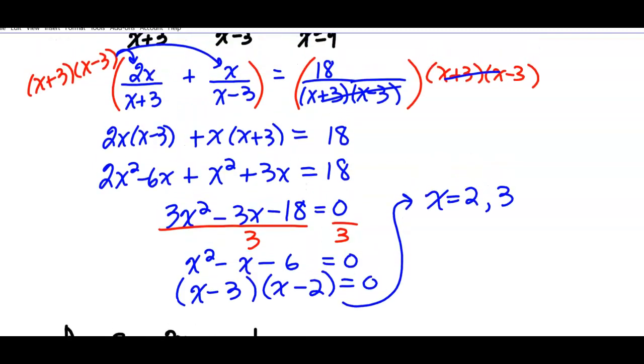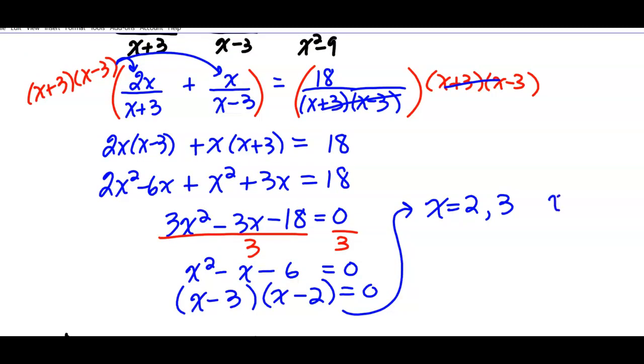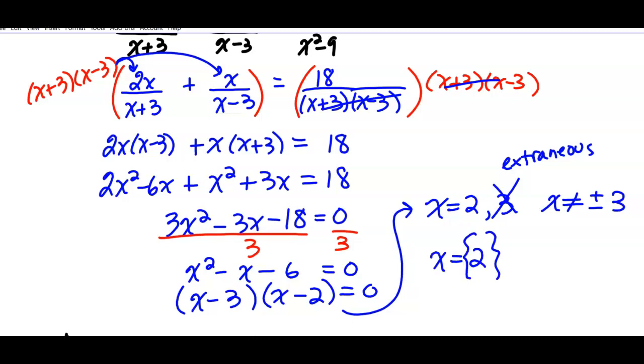But we need to look at our non-permissible values, or stated as restrictions. X cannot equal positive or negative 3. So this is extraneous. And so then we want to restate this. Okay. So I'll put squiggly brackets around it for the set of solutions. Then it's clear, right? So you have to check your non-permissible values with your solutions to make sure that you get the correct solution set.